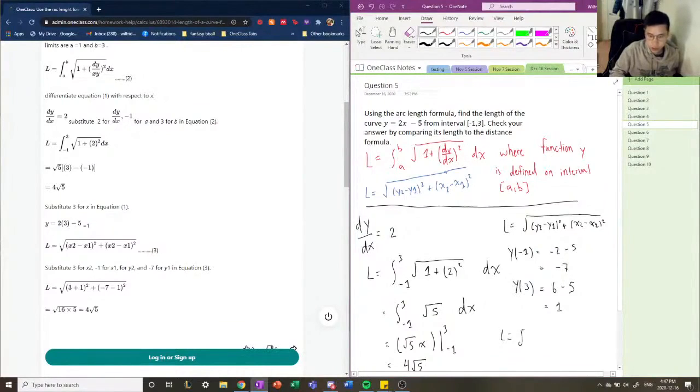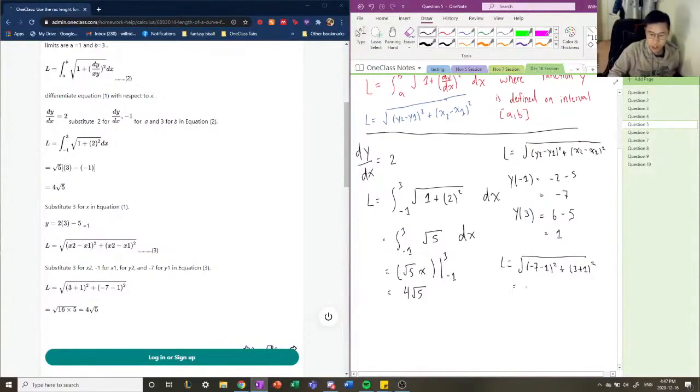Okay, so our length is going to be the square root of (5 minus -7) squared, plus (3 minus -1) squared, which is 12 squared plus 4 squared. If we calculate this, we would get 144 plus 16, and if we add this together, we would get 160. So root 160.